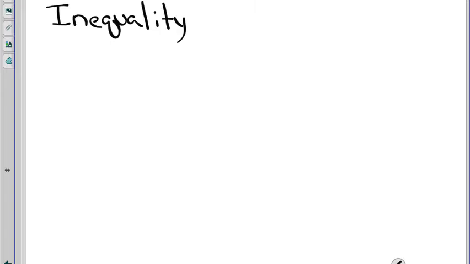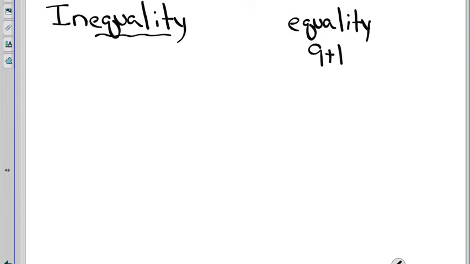An inequality, look at that word, inequality. It has within it the word equality. Oh, and everybody loves equality. And equality is just when things are equal. We make equations to show equality, like 9 plus 1 equals 10. There's an equality. Both sides are equal. Well, an inequality, that's everything else.